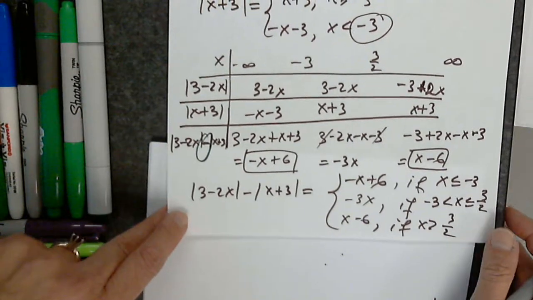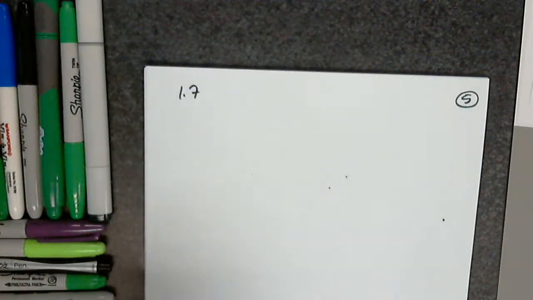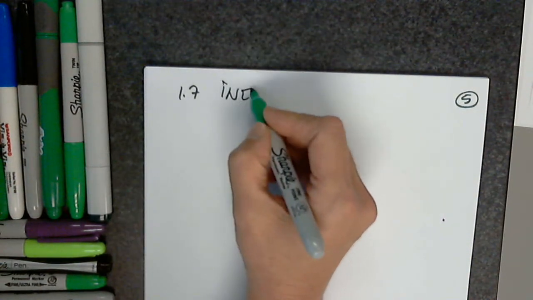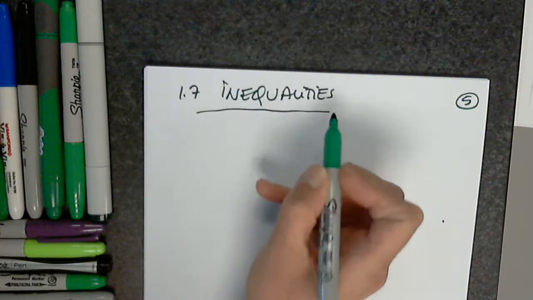Is that okay? Okay. So we have to move on to section 1.7, which is inequalities. Most of it is a review.